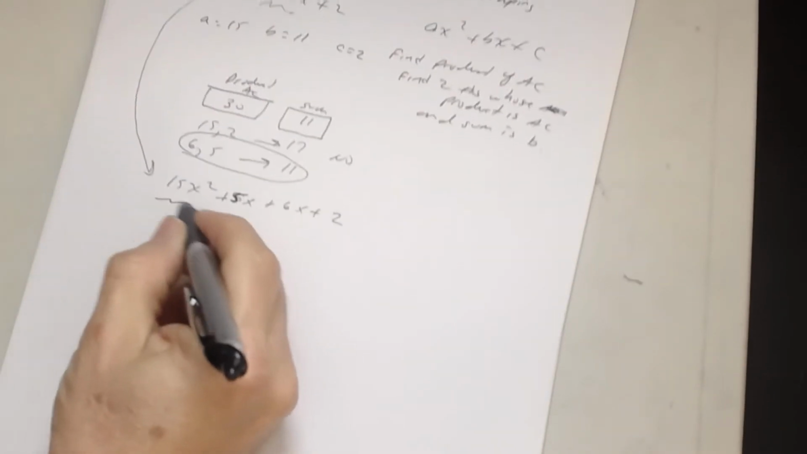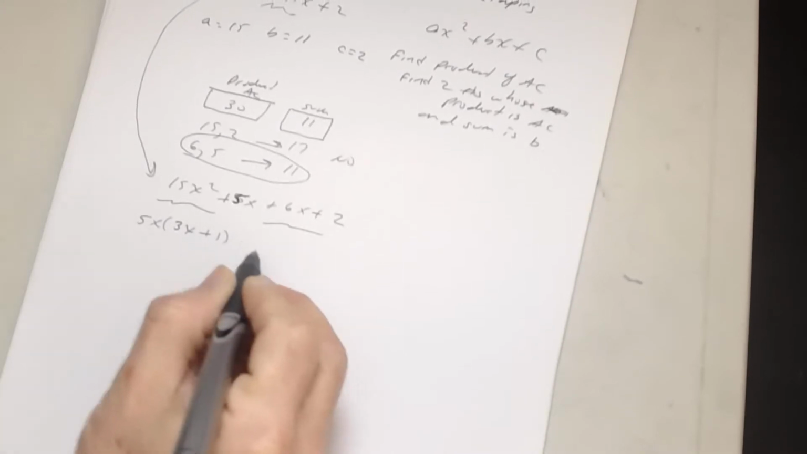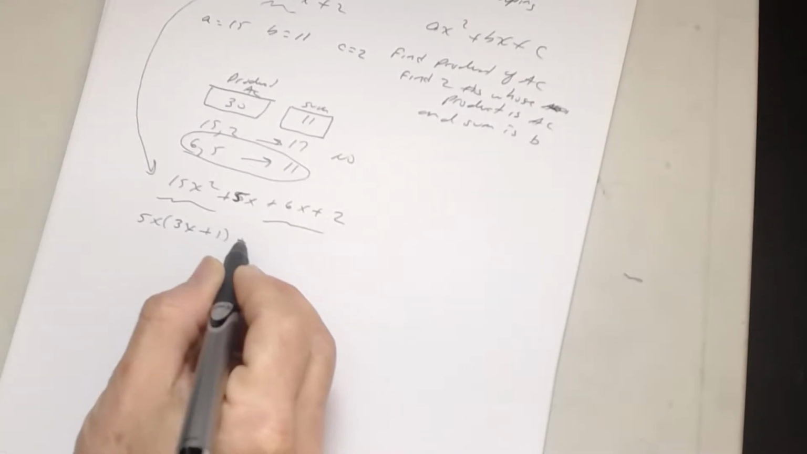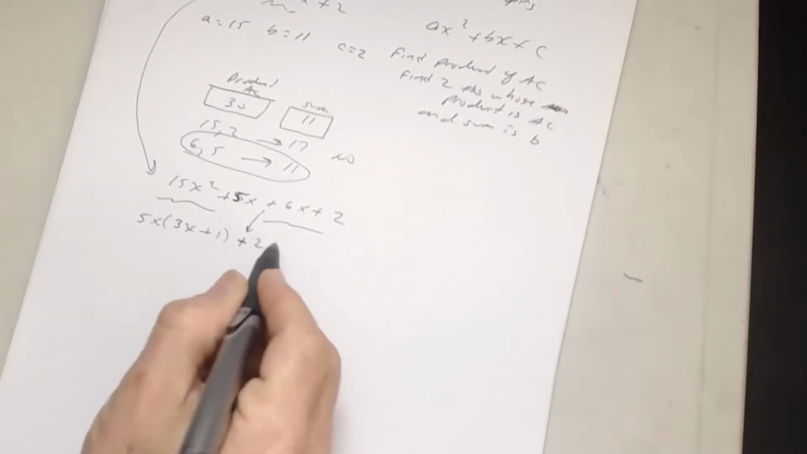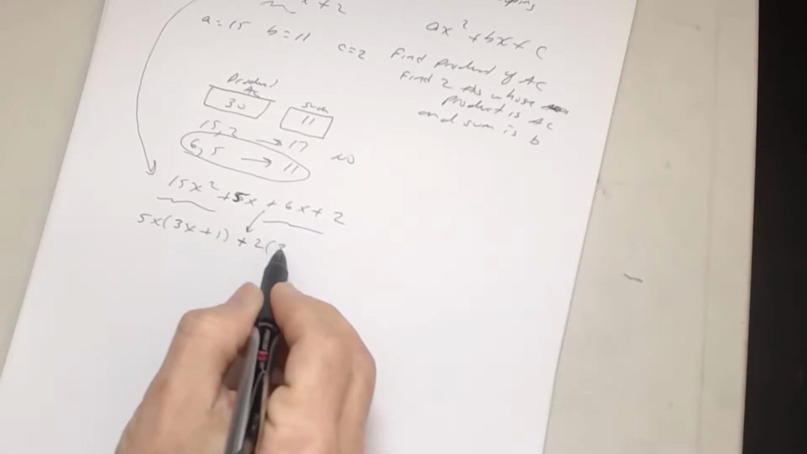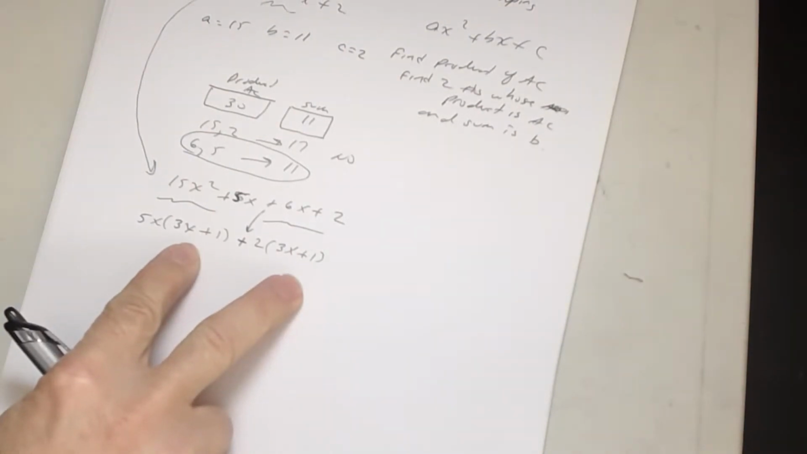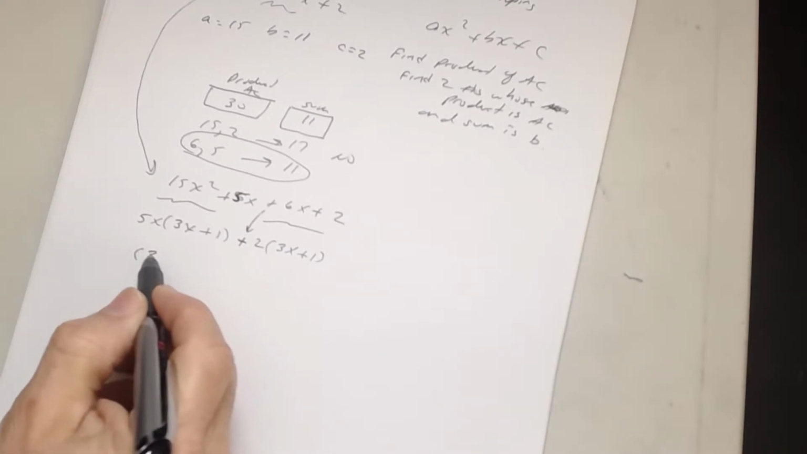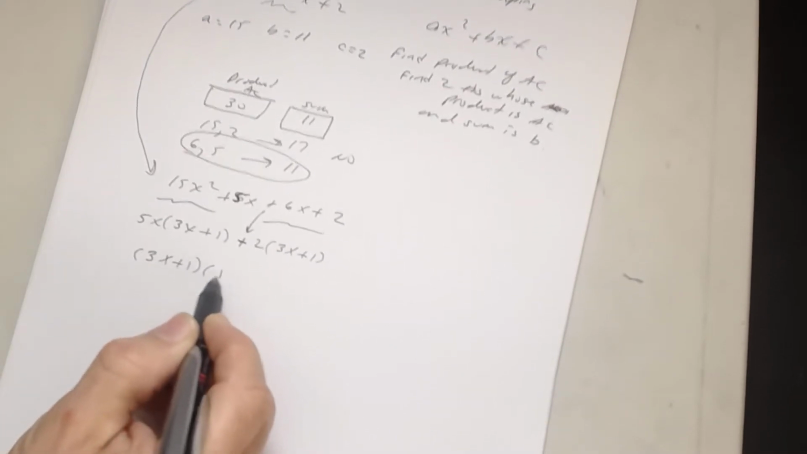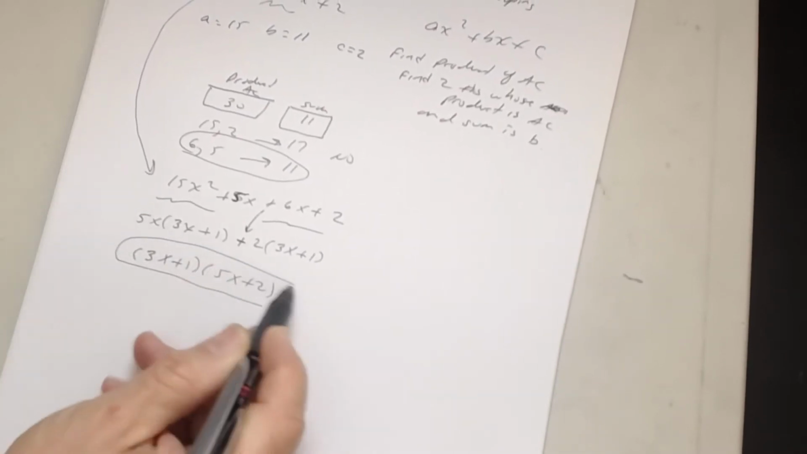Now you're going to group the first two. Group the last two. What can I take out of the first group? 5x. 5x times what? 3x plus 1. What can I take out of the second group? Positive 2, right? You remember, you're going to take out the middle sign right here. What do I get? 2 times what? If I'm doing this correctly, what's inside the parentheses should be the same. Now, what's the answer? There's your answer.